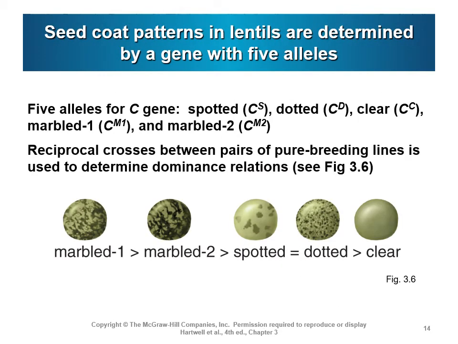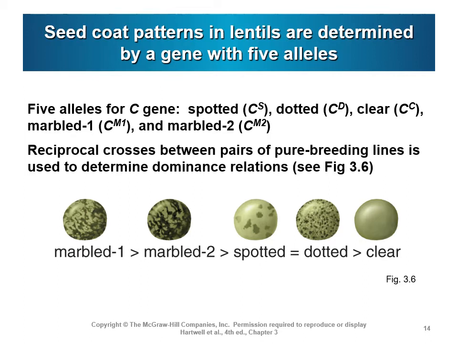Now let's consider a gene with 5 alleles. Each allele may have its unique dominance relationship with the others. In this case, we have gene C with 5 alleles: spotted CS, dotted CD, clear CC, marbled 1 CM1, and marbled 2 CM2.